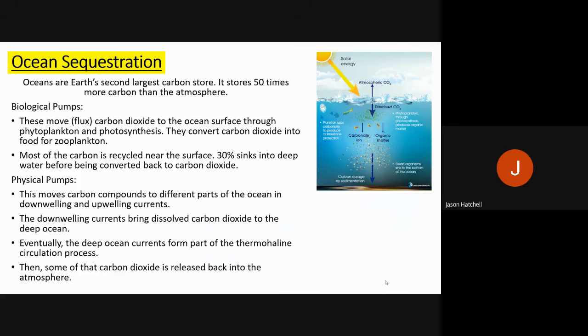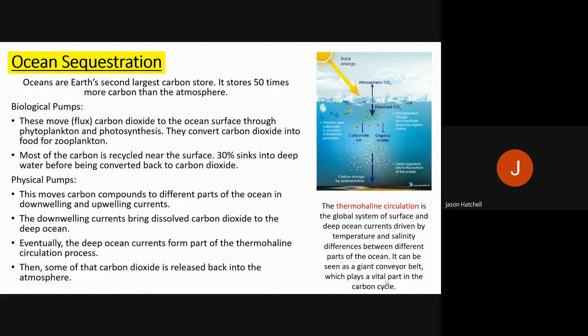And we also have physical pumps, and this basically moves carbon compounds to different parts of the ocean in downwelling and upwelling currents. So we know that the ocean has these downwelling and upwelling currents, and that is all controlled by temperature and wave movement. Downwelling currents bring dissolved carbon dioxide to the deep ocean floor. Eventually, those deep ocean currents and downwelling currents form part of what's called the thermohaline circulation process. And then some of that carbon dioxide is released back into the atmosphere as well.